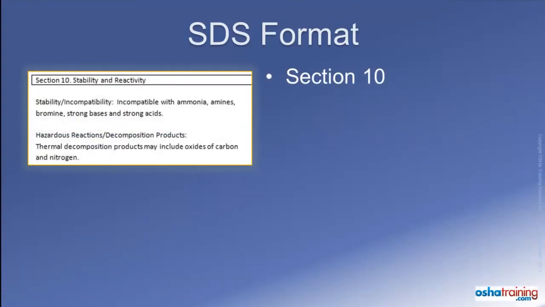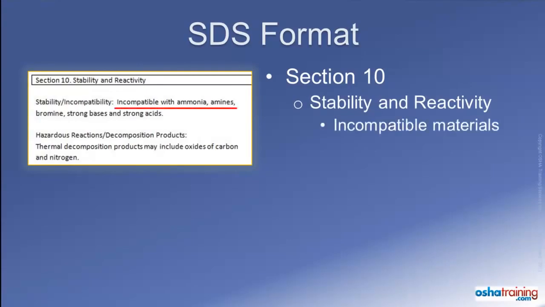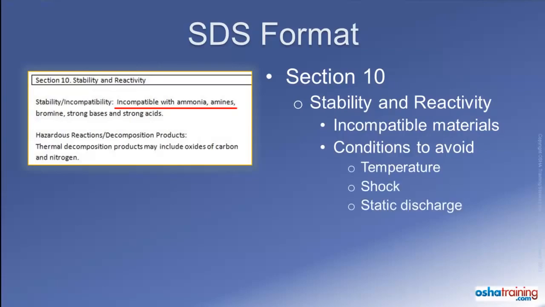Section 10 of a safety data sheet is titled Stability and Reactivity. Here you will find important information identifying any other materials which may be incompatible with the product, as well as any conditions to avoid during storage or handling, such as temperature extremes, shock, and static discharge.